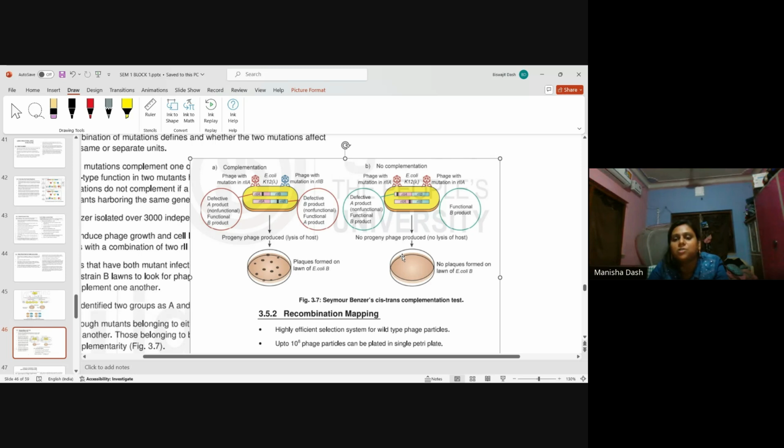So this is what is called the cis-trans complementation test. If the mutation is trans, meaning they are located on two different segments of genes, then complementation will occur. But if the mutation is cis, that means they are present on the same gene, so there will be no complementation.